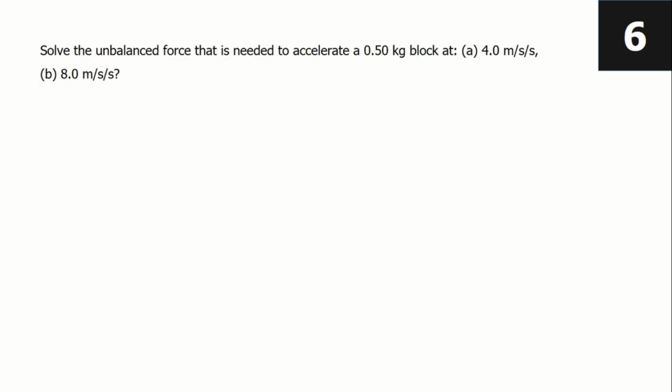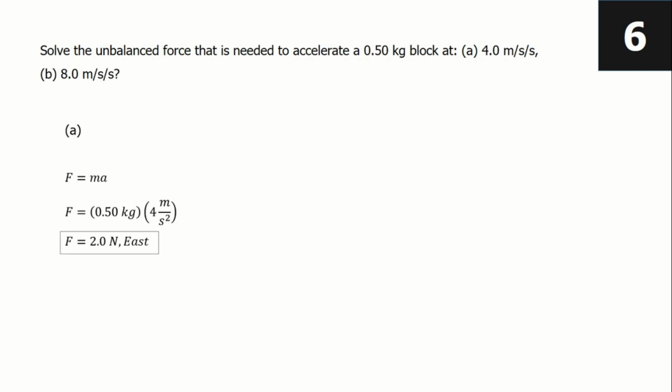Okay, on item number 6, we can use the formula for the second law of motion, which is the net force will be equivalent to the product of the mass and acceleration. Here we are asked to solve for the unbalanced force that is needed to accelerate a 0.5 kilogram block. That is the mass of the block. And we have two cases of acceleration: A at 4 meters per second squared and B at 8 meters per second squared. So of course, you will have to do two computations here.